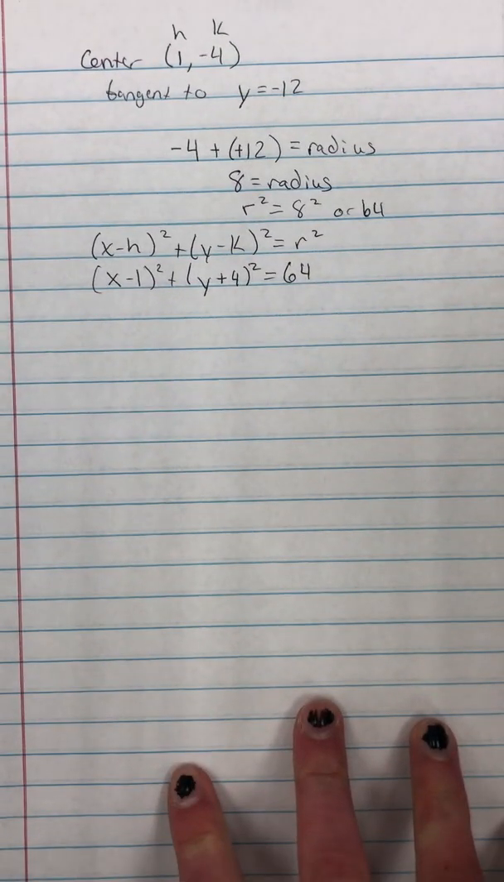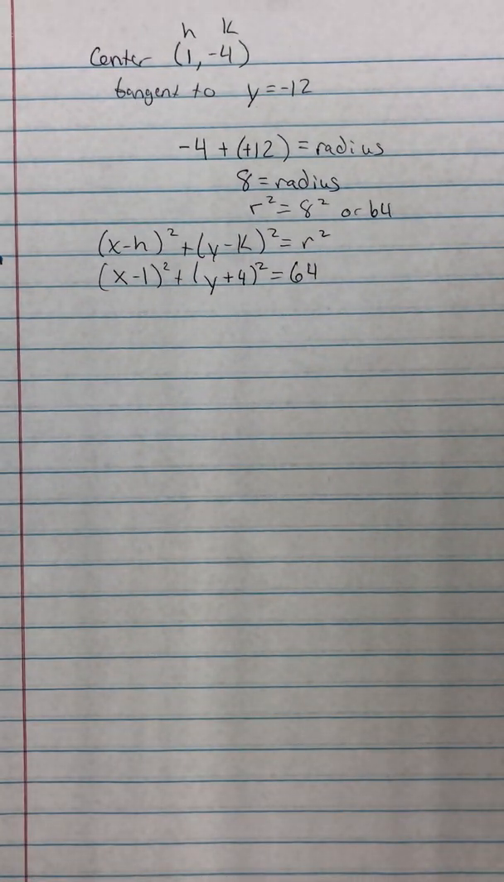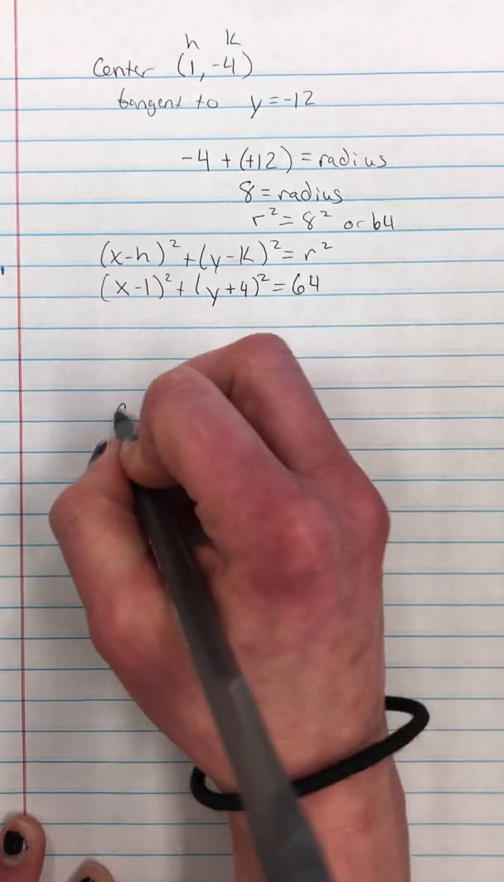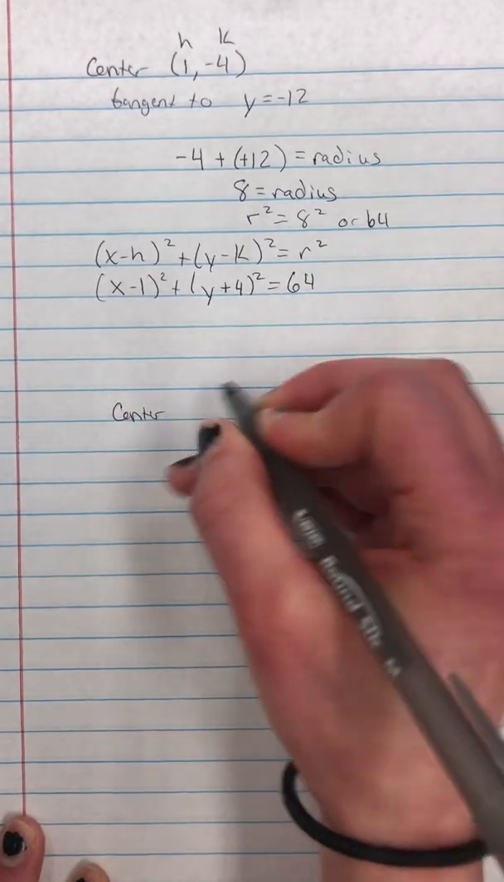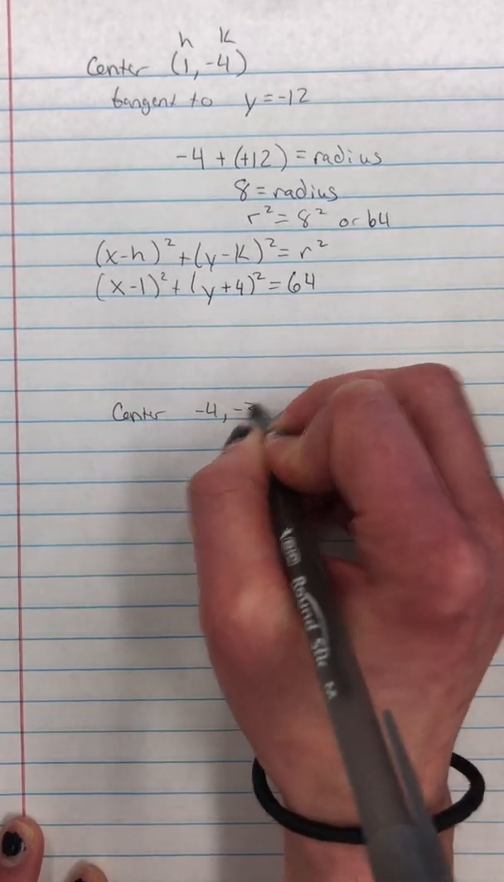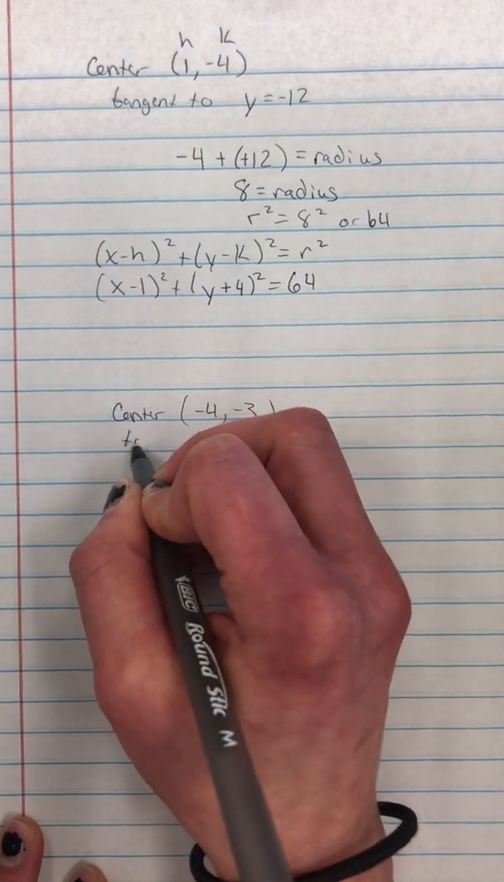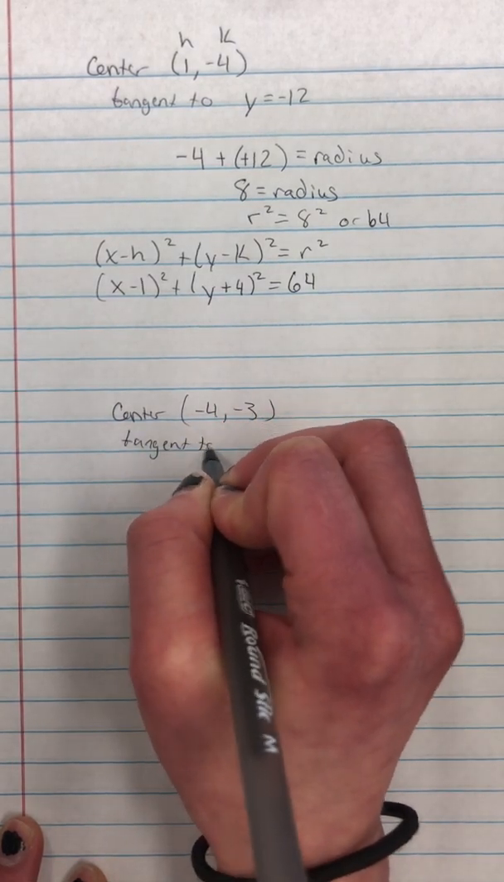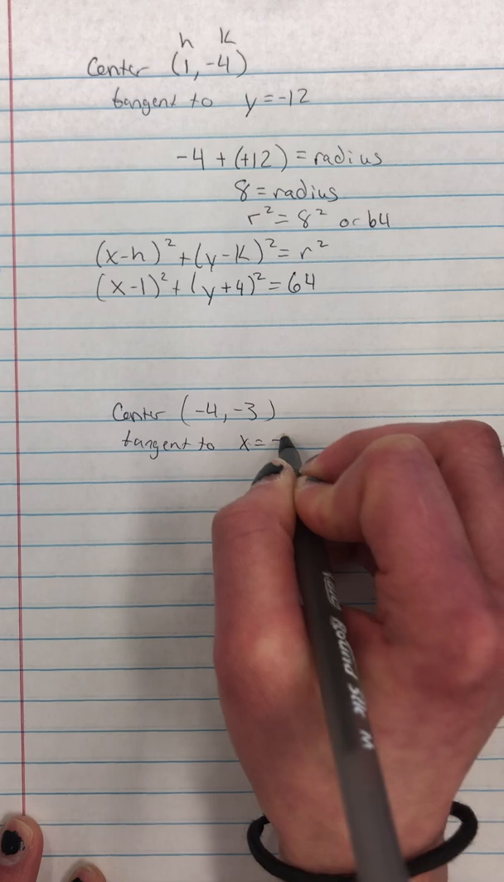We're going to do 2 more of these. We're going to look at the center is negative 4, negative 3. And it is tangent to x equals negative 14.